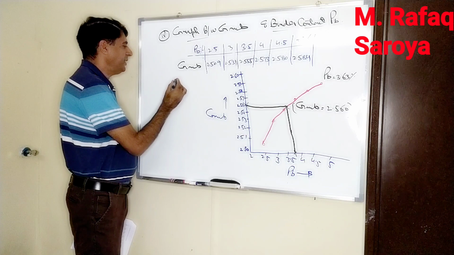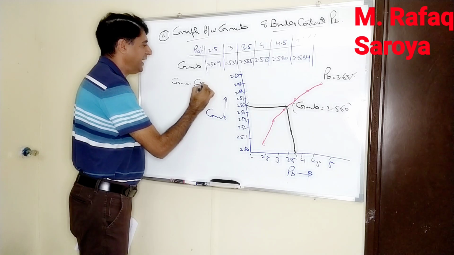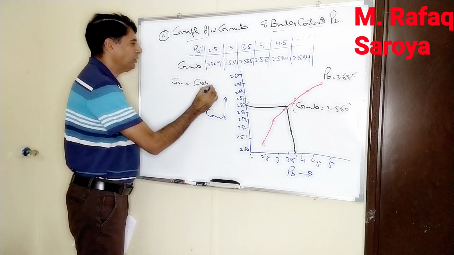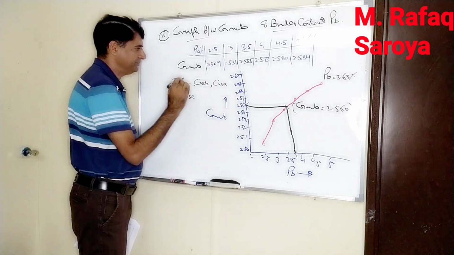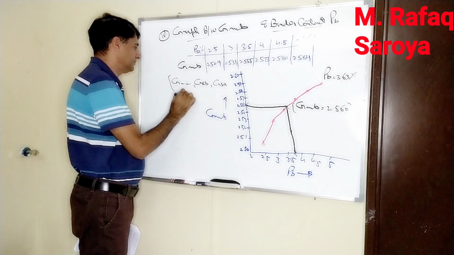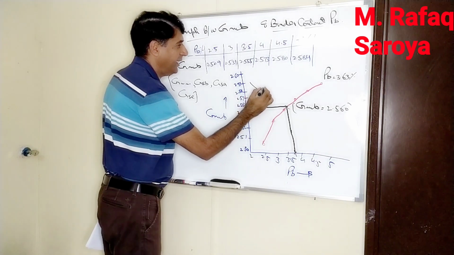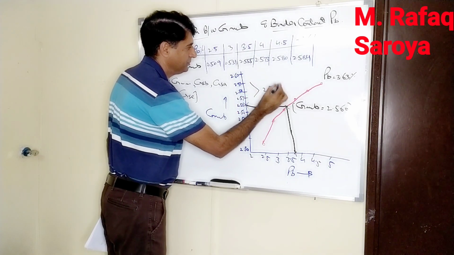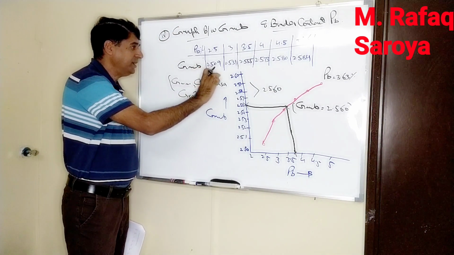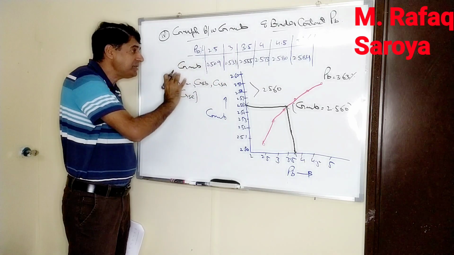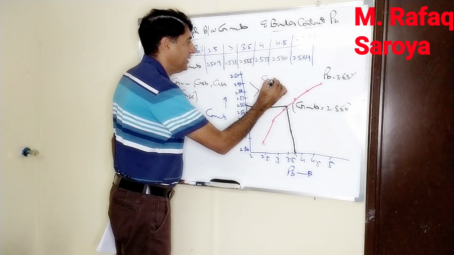We have calculated already Gmm. We have calculated already Gsb. We have calculated already Gsa. We have calculated already Gse. All these values should be greater than 2.560. Try to understand. Gmm, Gsb, Gsa and Gse, all these values should be greater than 2.560, which is our Gmb.